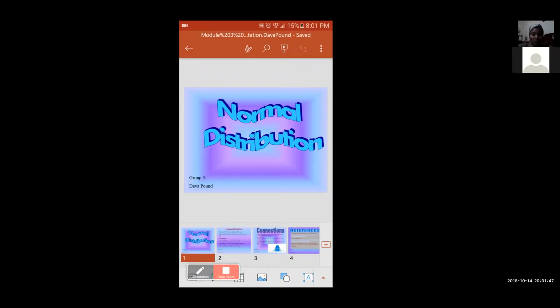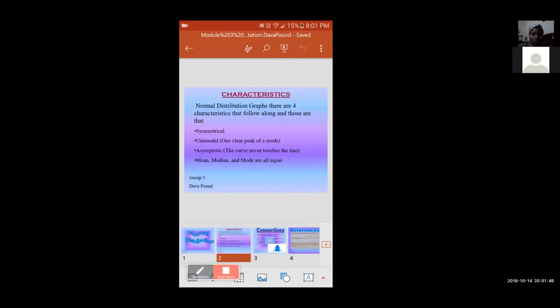So, normal distribution. It has 4 characteristics. With the normal curve, it will always be symmetrical. It will have at least one mode or more. It will be asymptotic, meaning the curve never touches the x-axis, and the mean, median, and mode are always equal.